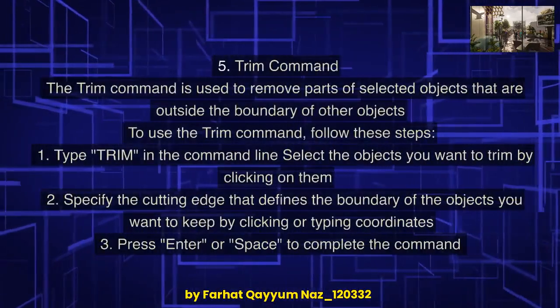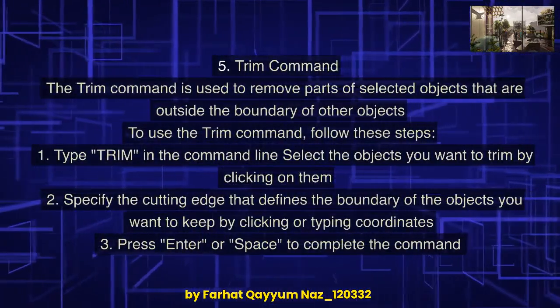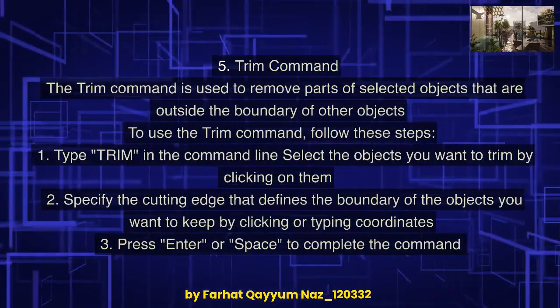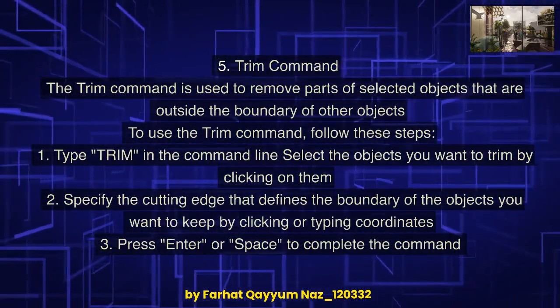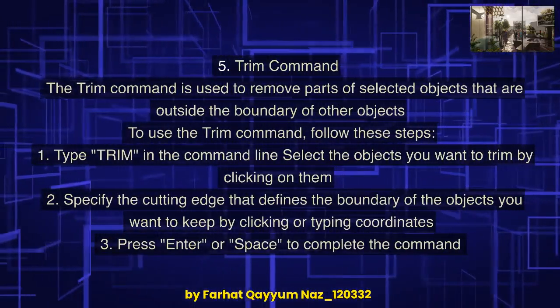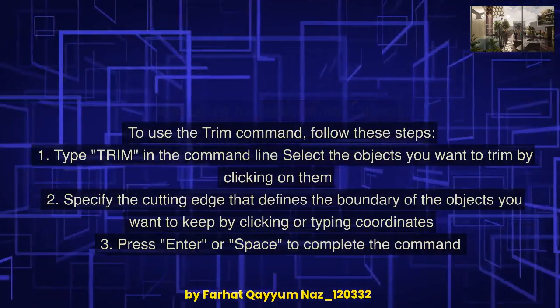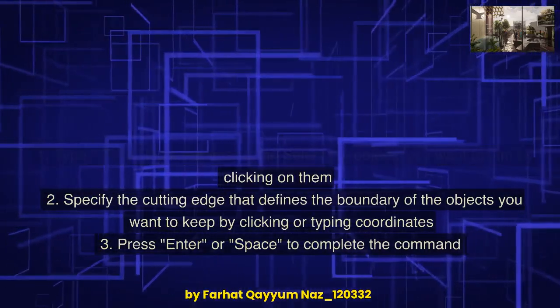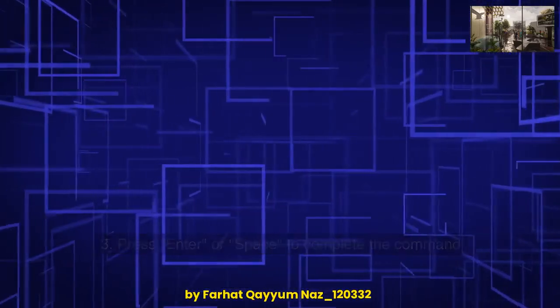5. Trim command. The trim command is used to remove parts of selected objects that are outside the boundary of other objects. To use the trim command, follow these steps. 1. Type trim in the command line. Select the objects you want to trim by clicking on them. 2. Specify the cutting edge that defines the boundary of the objects you want to keep by clicking or typing coordinates. 3. Press Enter or space to complete the command.